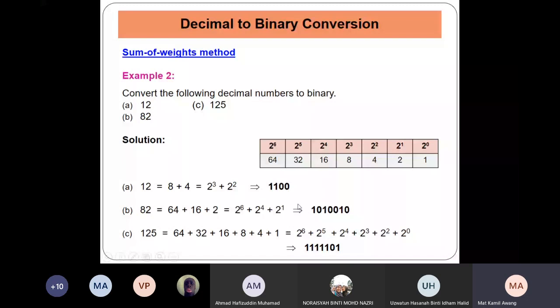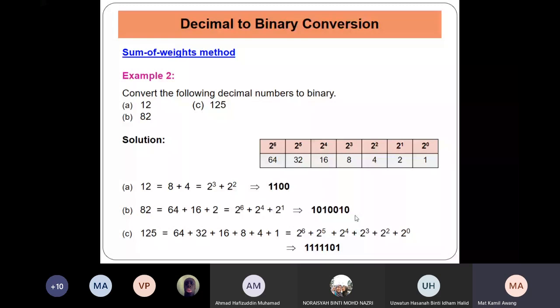And you put a 1 for the ones that have this weightage: 6, 4, and 1. So the rest are zeros. Therefore, 82 is actually 1010010. So that is the binary representation of 82 in the decimal system.